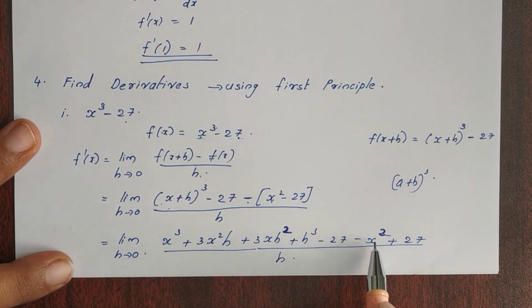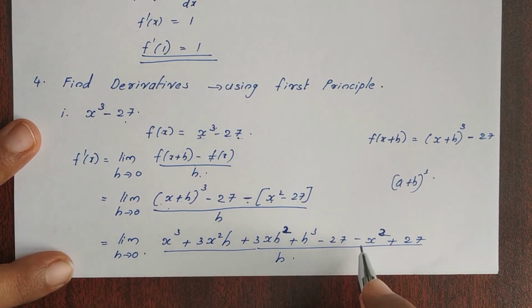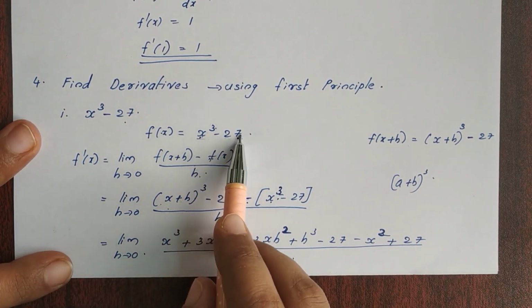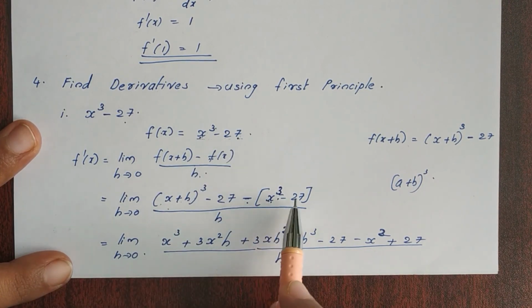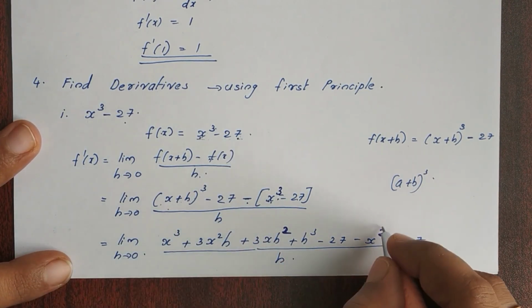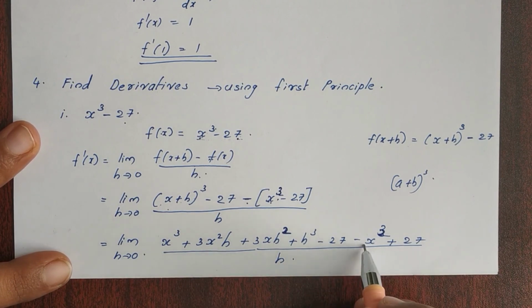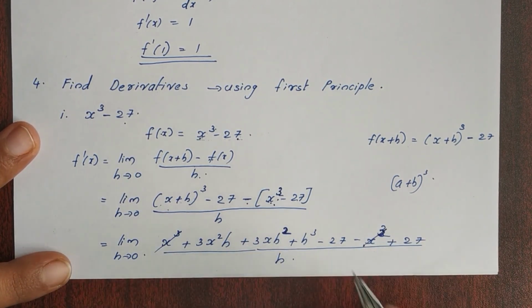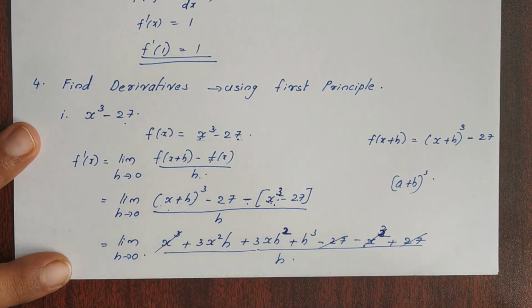In this step, the same terms cancel. The x cube cancels, and the minus 27 and plus 27 cancel out. Then we have 3x square h plus 3x h square plus h cube, the whole divided by h.